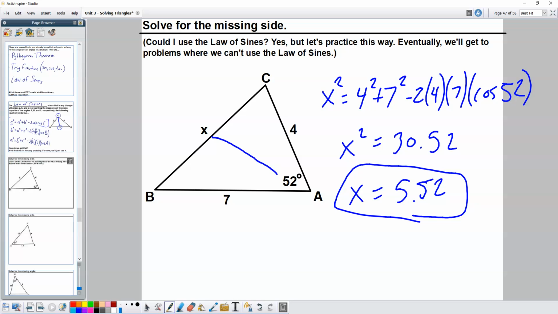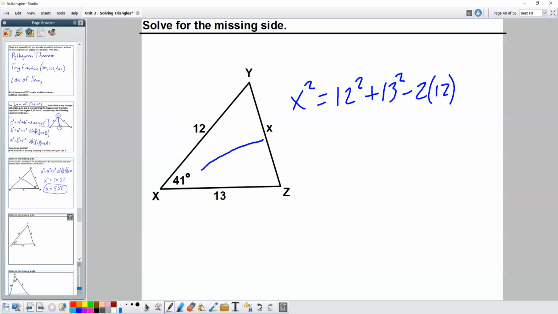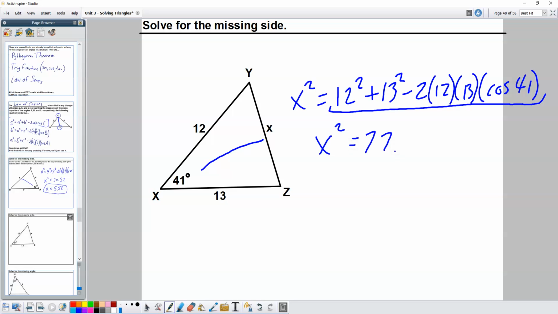Easy as that. Let's do one more. x is across from the 41. So I'm going to say x squared equals 12 squared plus 13 squared minus 2 times 12 times 13 times cosine of 41. And I'm going to punch all this stuff right here into my calculator and get x squared equals 77.53. Take the square root of both sides and get around 8.8.